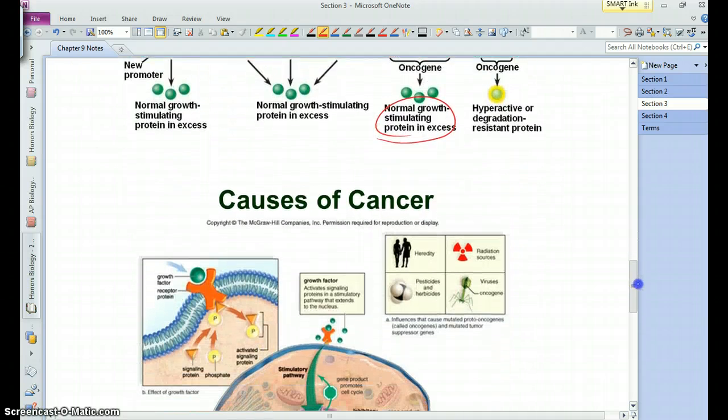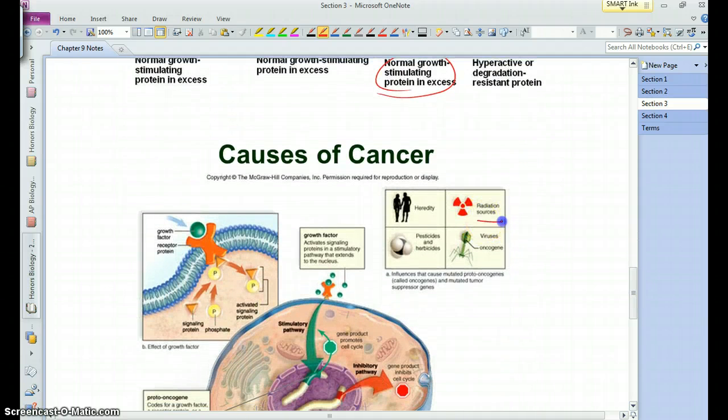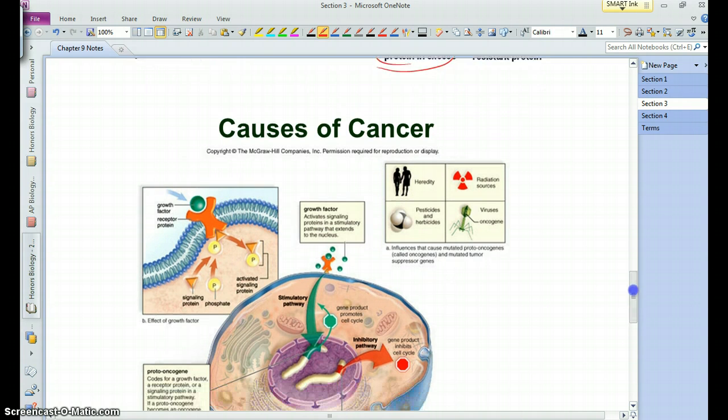Things that can cause these mutations: radiation, certain chemicals, viruses can spread. When they infect a host cell, they basically inject their DNA, and certain viruses are known to, when they inject their DNA, cause problems and promote cancers. You can also inherit genes that have mutations on them, and so certain types of cancers are known to be hereditary.